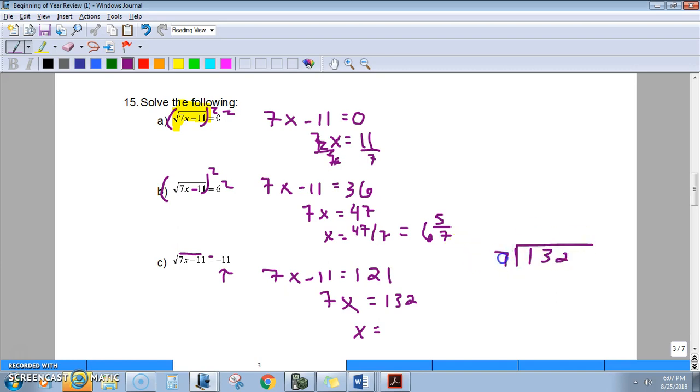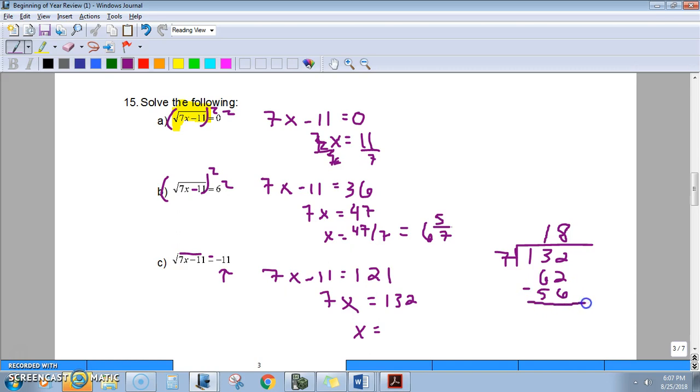132 divided by 7. 7 can go into 13 just once, with 6 left over, 62. 7 can go into 62. 7 times 8 is 48. 7 times 9 is, wait, 7 times 7 is 49. 7 times 8 is 56. 7 times 9 is 63, I think. So we're going to go 8. And that 7 times 8 is 56.